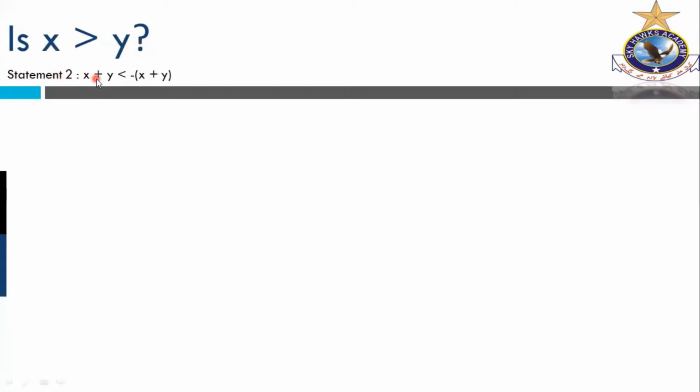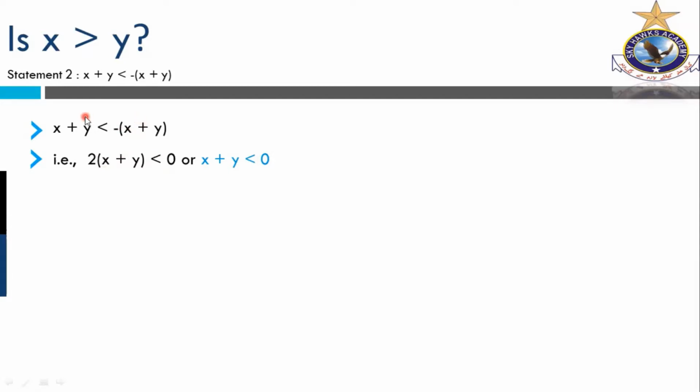Statement 2 is that the sum is less than their negative sum, the negative of the sum. So we will have to evaluate this statement. The first step is that x plus y is less than minus (x plus y). The positive sum is less than their negative sum. If you are bringing this over here, we will get twice the sum is less than 0. Are you getting this?